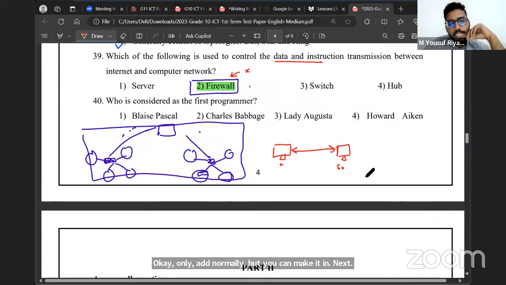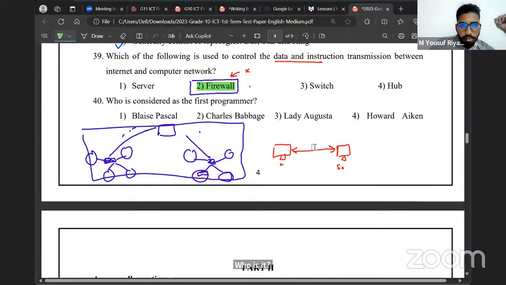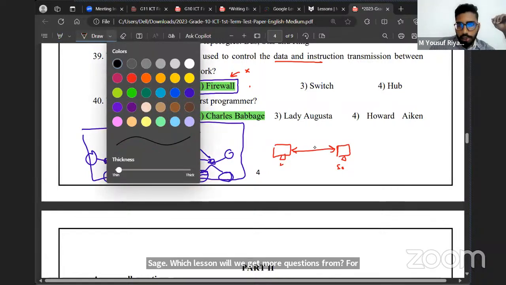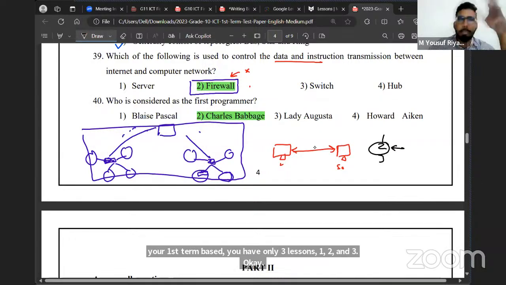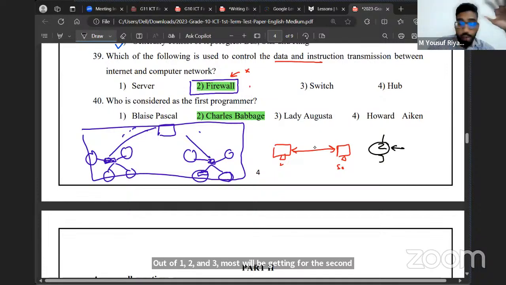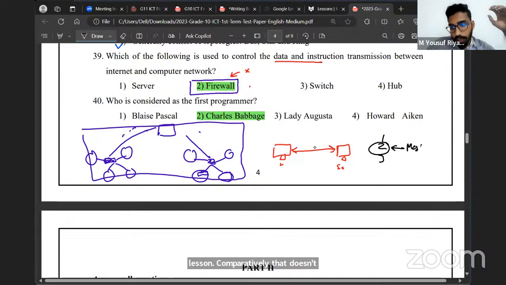Next, who is considered as the first programmer? Who is it? Charles Babbage. Which lesson will we get more questions from? For your first term test, you have only three lessons: one, two, and three. Out of one, two, and three, you will be getting the most from the second lesson. Comparatively, that doesn't mean this is the most, this is the middle, and this is the least.